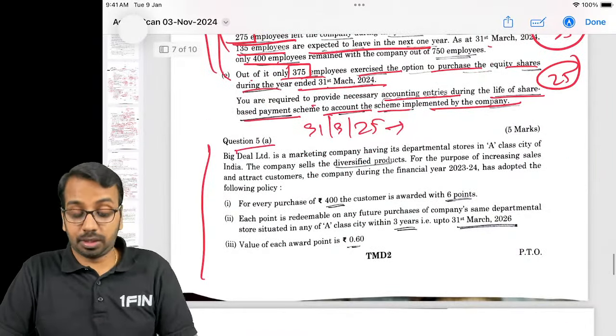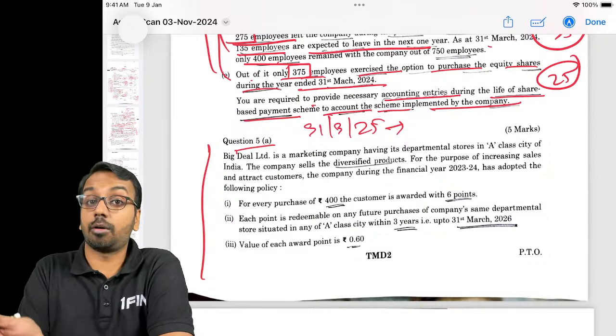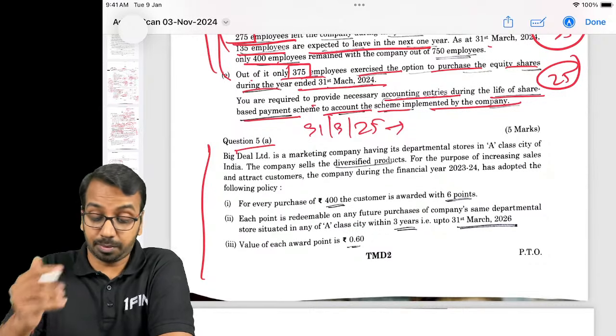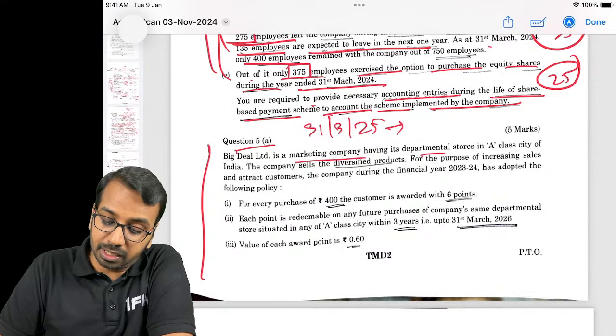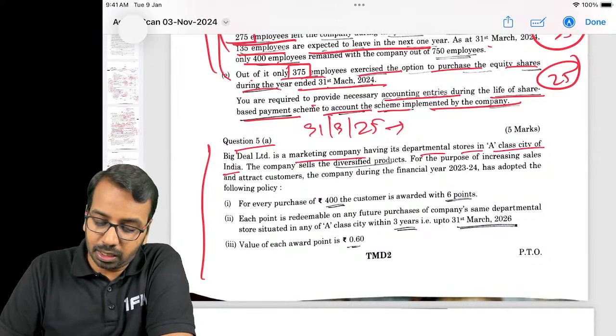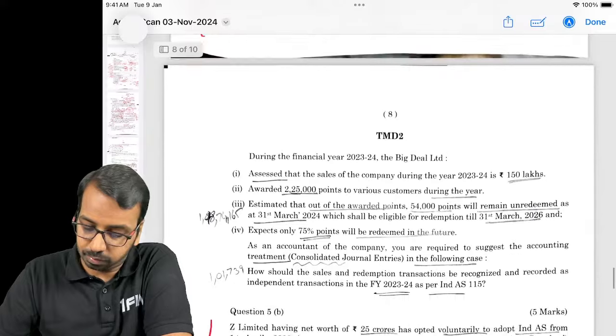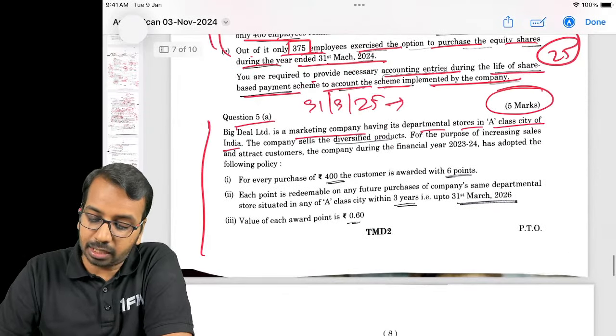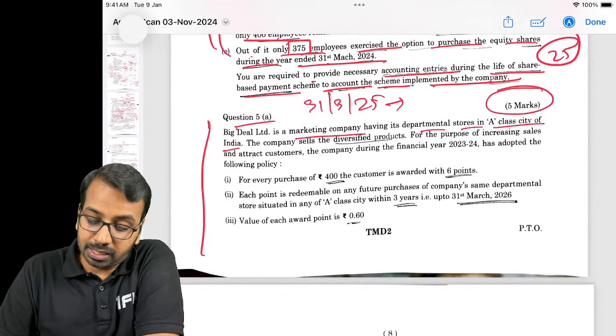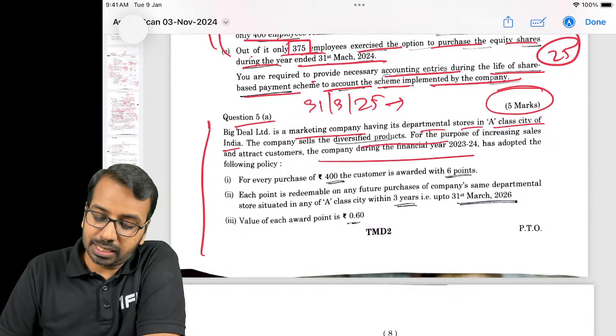Then, this is another question. This is from educational material plus RTP in the previous period. A marketing company having its departmental store in a class A city in India, and one thing is this is a 5-mark question and actually a pretty lengthy question. They say different products for increasing sales, they have some scheme.